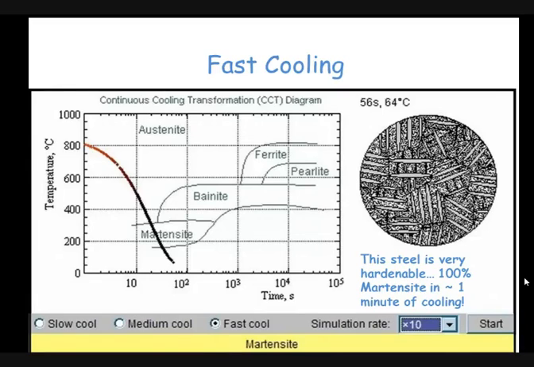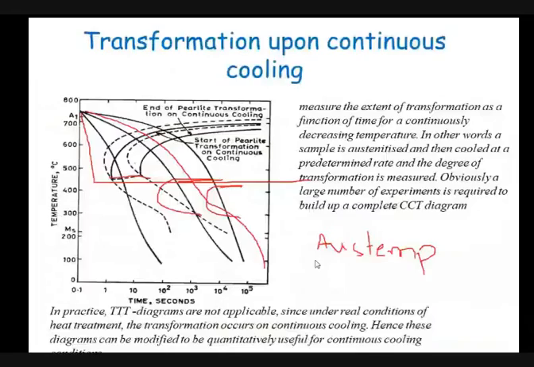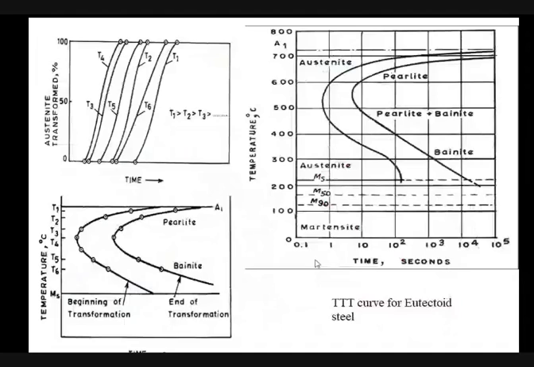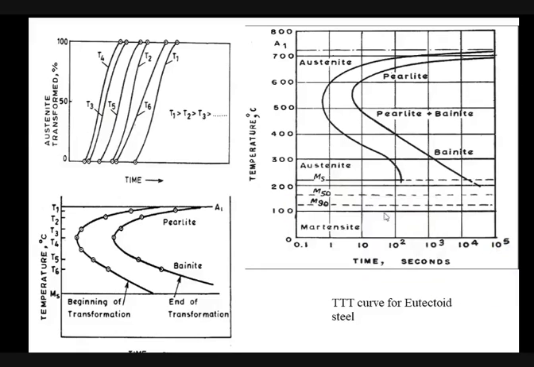Okay, so this transformation needs to be understood. Now, just for proper understanding, let us consider this TTT diagram. This TTT diagram is for eutectoid steel. Remember that for eutectoid steel again, martensitic transformation is possible. Suppose this is a critical cooling rate, so means in less than 10 seconds, less than 5 seconds, you will get martensite there.